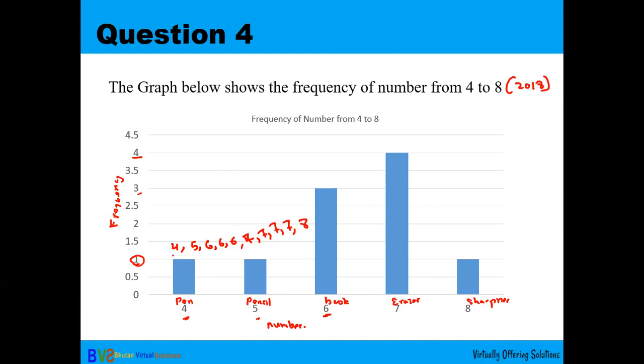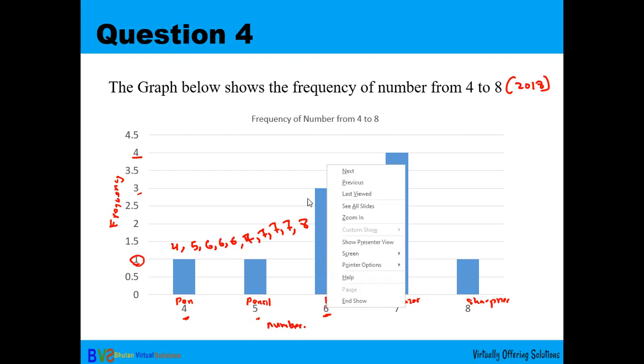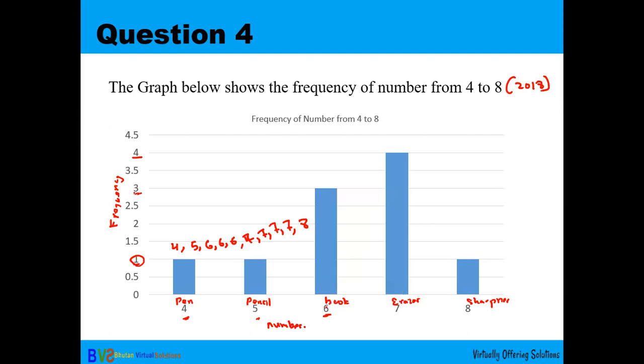Pencil is also repeating only once. Whereas for book the frequency is 3. That means the book is repeating 3 times, so there are 3 books. What about eraser? Eraser is repeating for 4 times, so there are 4 erasers, the most. What about the sharpener? It is repeating only 1 time.